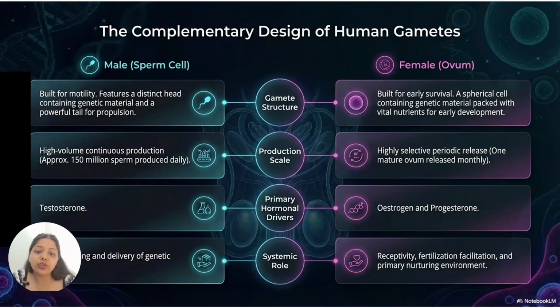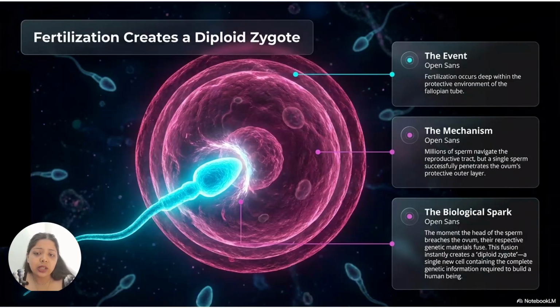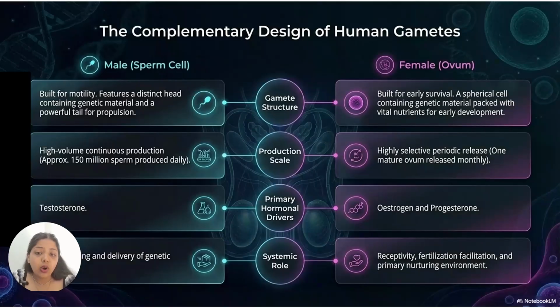Human reproduction depends on two specialized cells called gametes, the sperm and the egg. The male gametes, or sperm cells, are small, mobile, and produced in large numbers. Their main function is to travel and deliver genetic material to the egg. The female gametes, or eggs, are larger and contain nutrients that support early development. Hormones such as testosterone, estrogen, and progesterone regulate the formation and function of the gametes. When these two cells meet, they begin the process that leads to the formation of new human life.